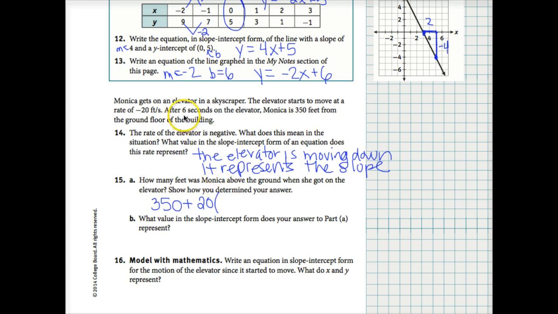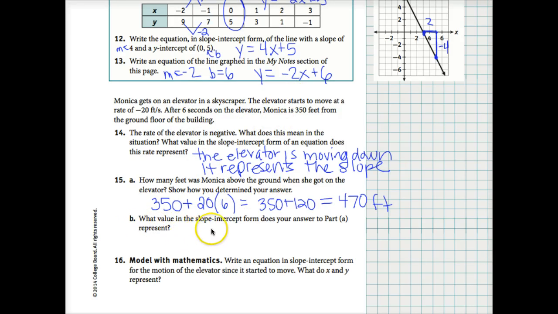And then she went up, or well, she went down, but we'd be doing 20 feet per second for 6 seconds. So 20 times 6 is 120. So we have 350 plus 120, which gives you 470 feet. So that means she was 470 feet above the ground when she got on the elevator. Then she got on the elevator, it started moving at a negative rate, so 6 seconds later she's only 350 feet from the ground floor. So she's starting to come down toward the ground.